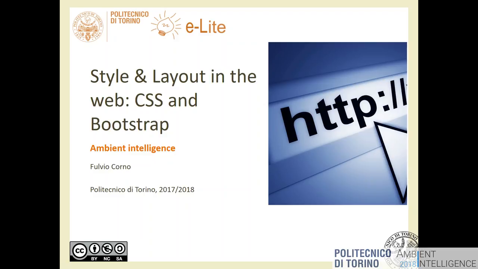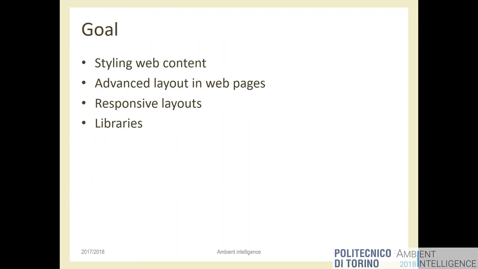So we need both directions, because on one hand we need to be able to create complex user interfaces, and on the other hand we need to be able to exchange data and information between different machines. So the same technologies that we learned up to now are still valid, but they will be used in a very different way. Okay, but let's start saying something more about the front end.